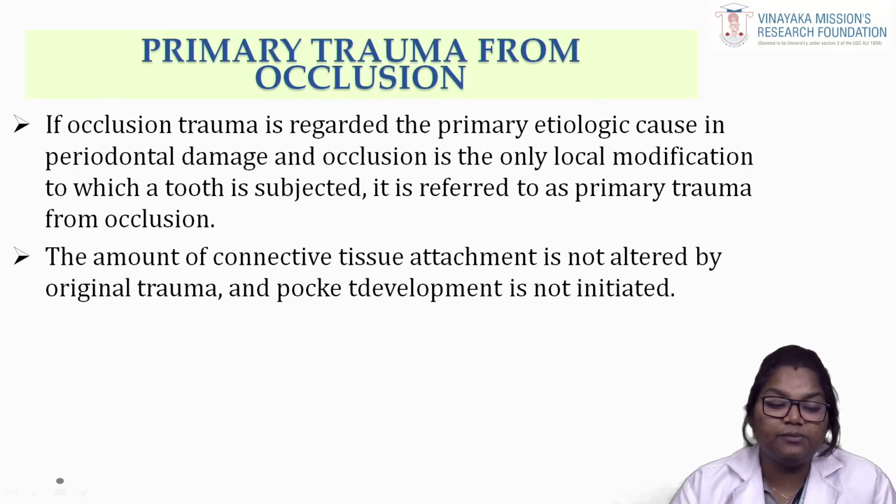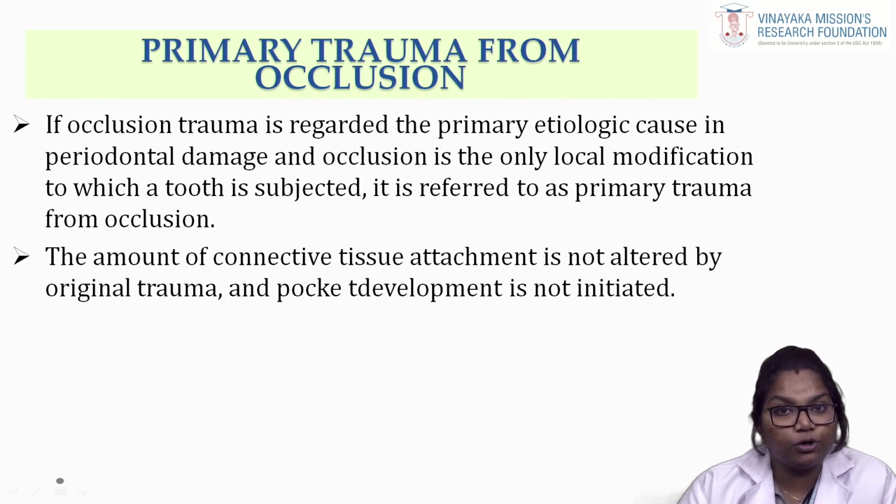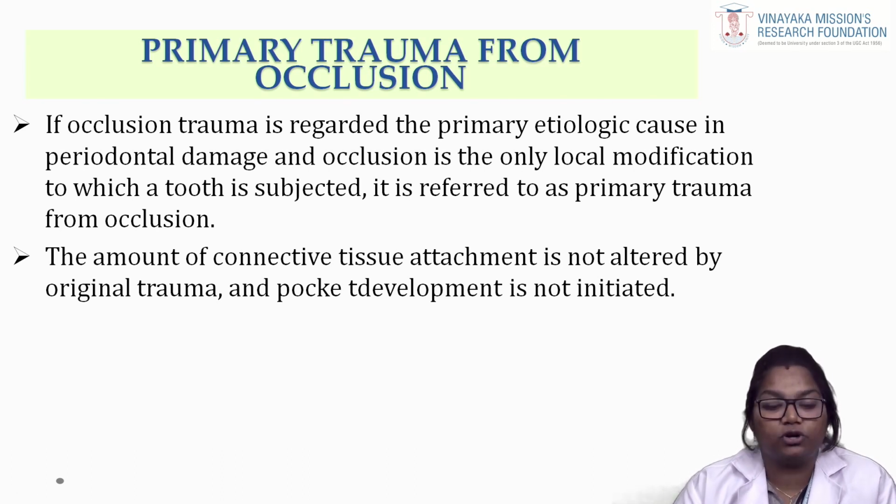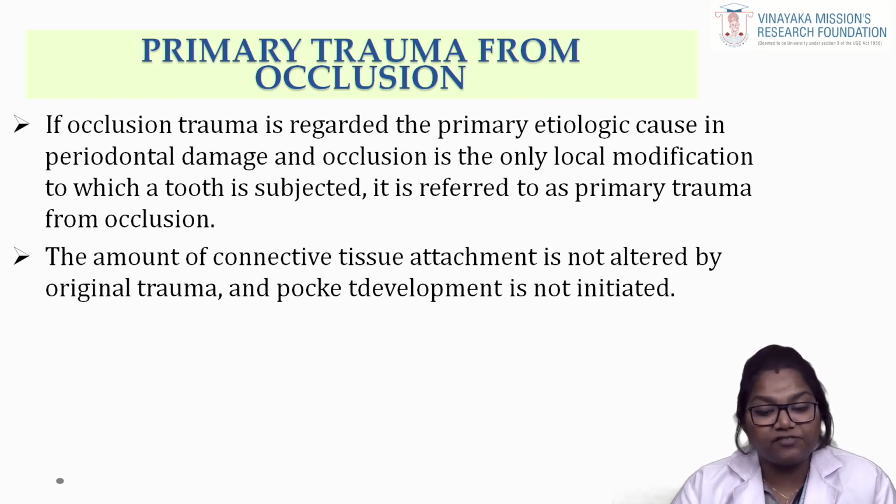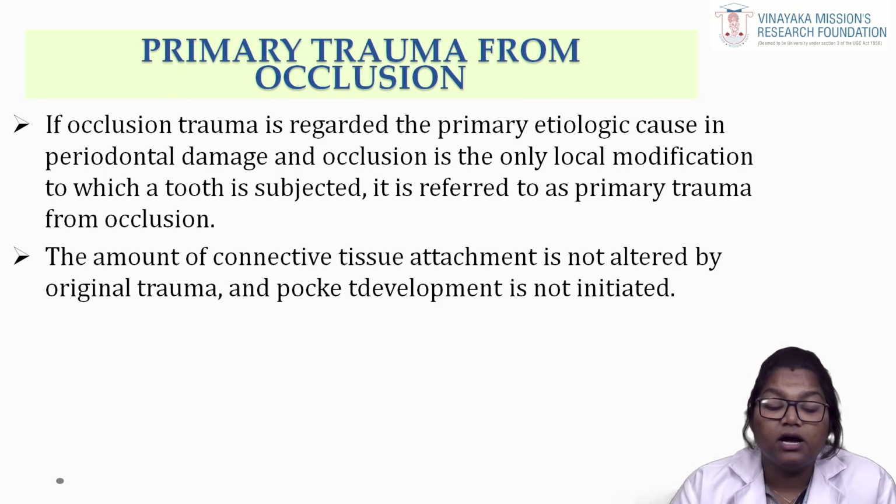Next is your primary trauma from occlusion. So as the name denotes, the primary, it's going to be confined to one region. If the occlusal trauma is regarded as the primary etiological cause in the periodontal damage, and occlusion is the only local modification to which a tooth is subjected, it is referred to as primary trauma from occlusion. So here occlusion is the only etiological factor.